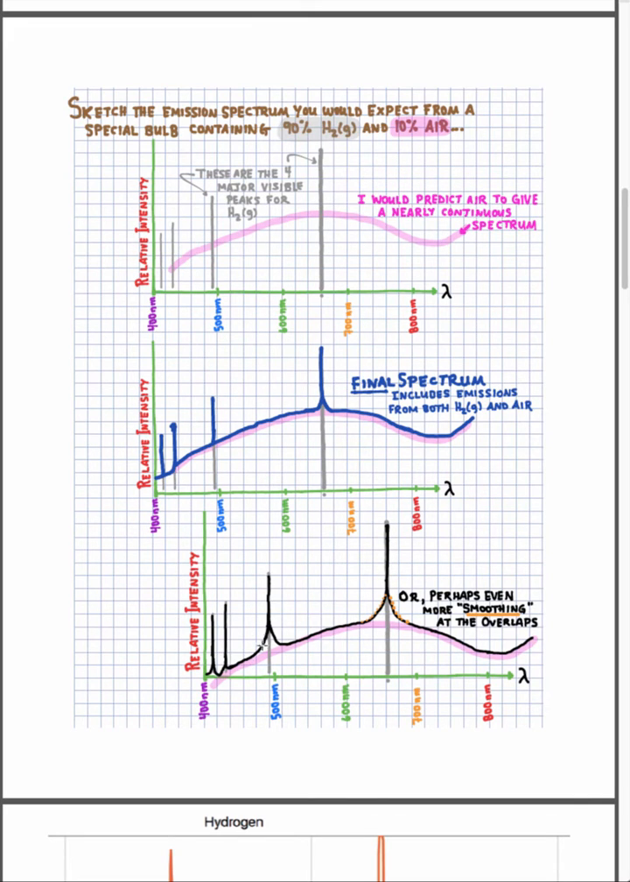Maybe. The point here is that I'm going to add together the emission that I would expect from hydrogen to the emission I would expect from air.